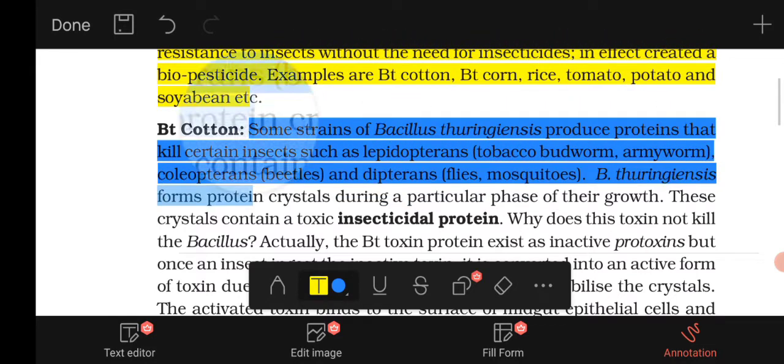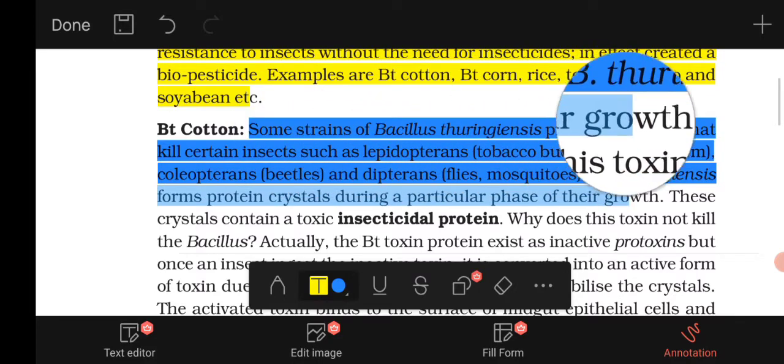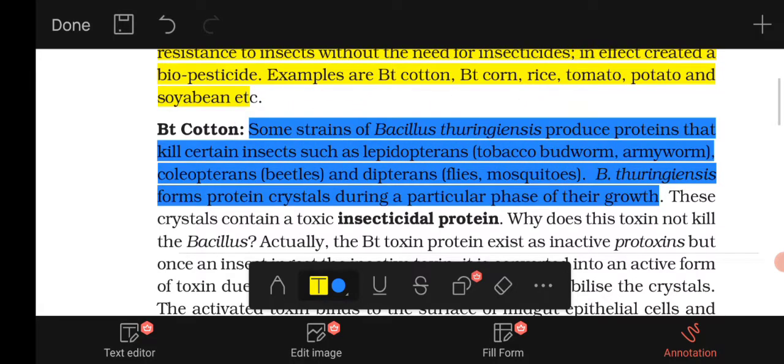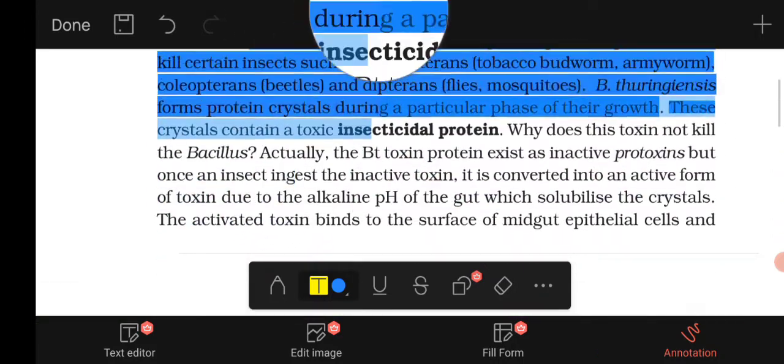Bacillus thuringiensis forms a protein crystal during a particular phase of its growth. The protein is formed only during that particular phase of growth and not at any other time. So it is seasonal, or you may say it is produced only during that particular stage. And secondly, it is insect group specific. The particular protein is specific for that particular insect. These crystals contain a toxic insecticidal protein.